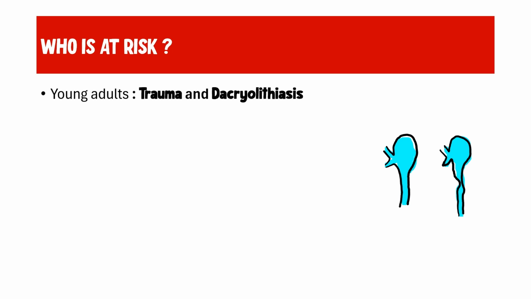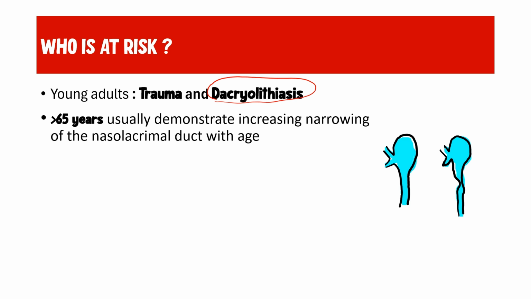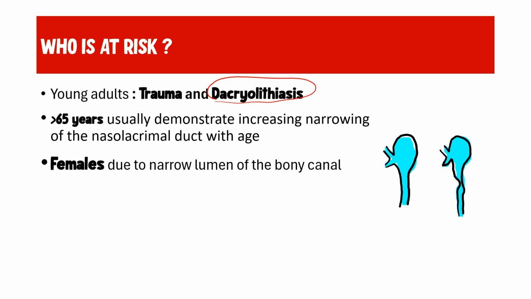Number one, young adults because they can undergo various sorts of trauma, adults who undergo various surgeries, and who have stones in their lacrimal apparatus, which is called dacryolithiasis. Then again, when the age is above 60 to 65 years, they usually demonstrate increased narrowing of the nasolacrimal duct with age. Again, females, because as I told you in my previous video, they have a much narrower lumen of the bony canal. They have a much thinner nasolacrimal duct and are more prone to developing obstruction of the nasolacrimal duct and subsequently dacryocystitis.